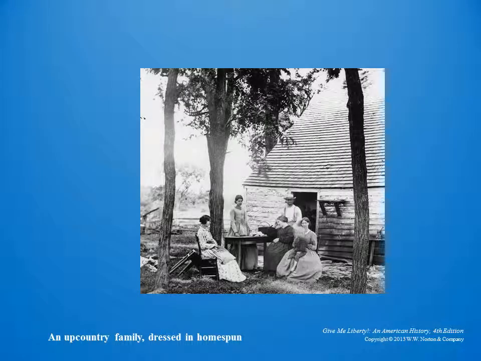This, you can see, is an upcountry family dressed in homespun gear. This is in the picture taken in the Cedar Mountains of Virginia. And these white families in the pre-Civil War South are very isolated from the market economy. While this picture was taken in 1861, it really does reflect the way of life for many small white farmers of the time period.